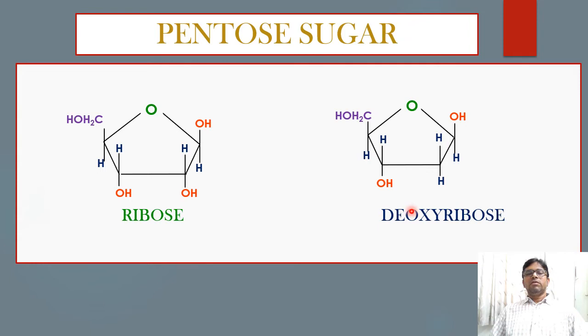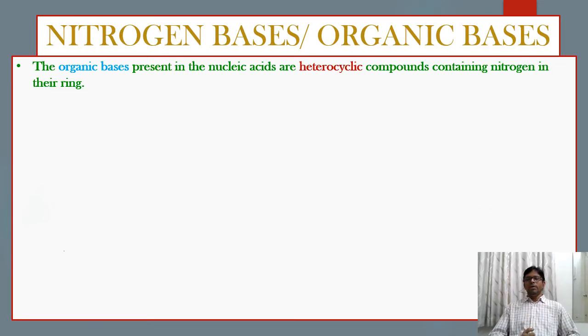Now let us discuss the third component of nucleic acids, that is organic bases or nitrogen bases. The organic bases present in the nucleic acids are heterocyclic compounds containing nitrogen in their ring. Hence, they are called nitrogen bases.